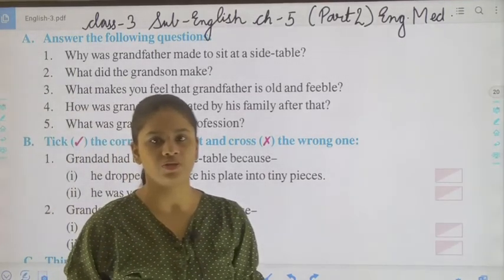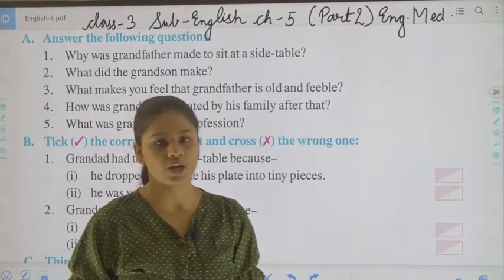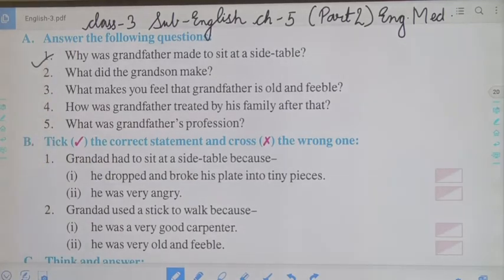In our previous video, we had already read chapter number 5. Now today we will start from the question answers. First question, answer the following question. Why was grandfather made to sit at a side table?